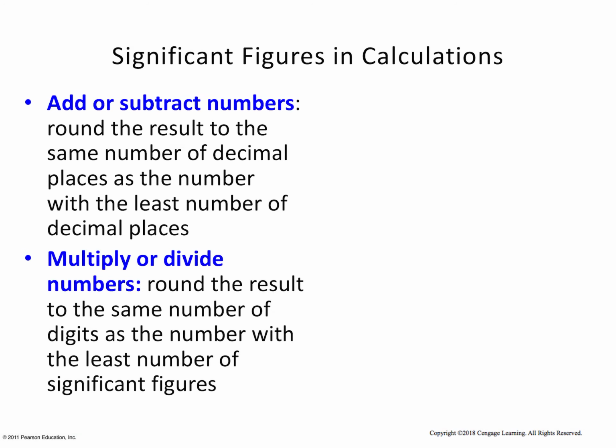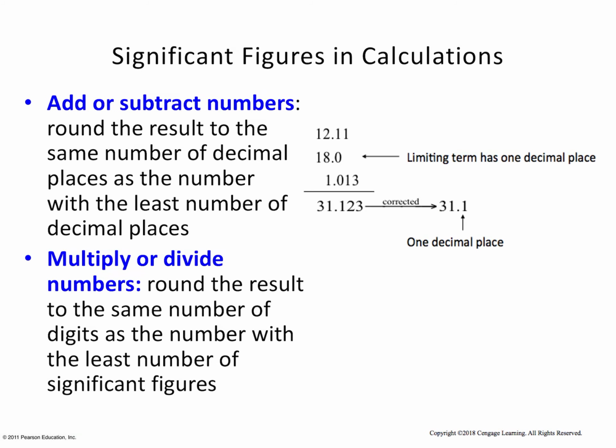When you multiply or divide numbers, you round the result to the same number of digits as the number with the least number of sig figs, significant figures. So for adding or subtracting, you're just looking at how many digits are after the decimal and you go for the least. For multiplication or division, you're actually going for total sig figs, which is the least one.